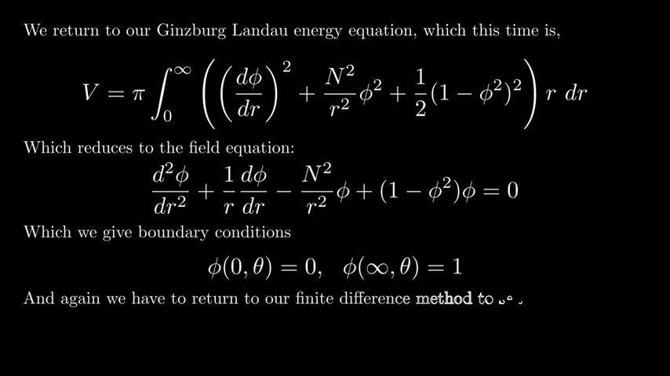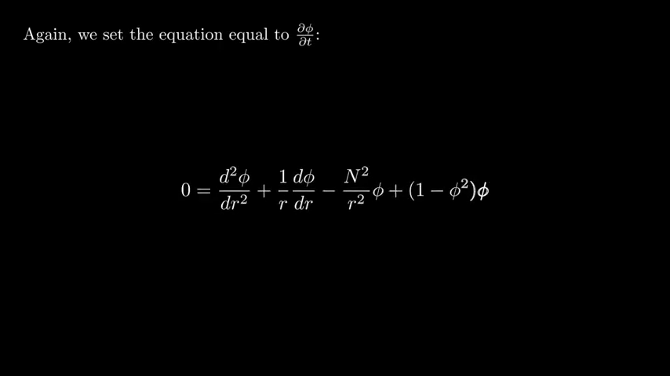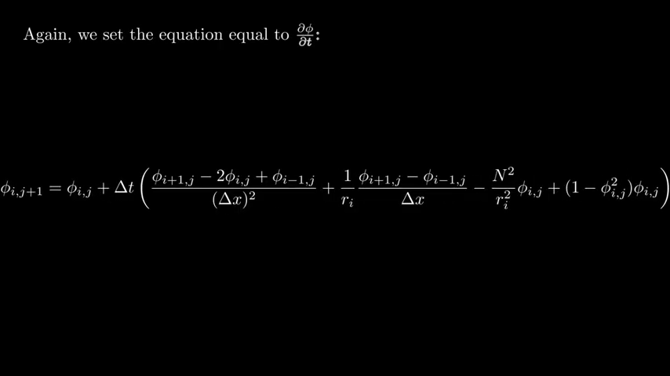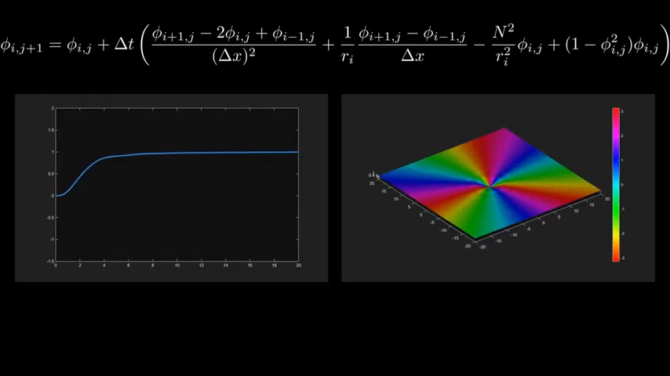And again we have to return to our finite difference model to search for solutions. Again we set the equation equal to the partial derivative of phi with respect to t and discretize the model. From this we can generate a solution, such as this one, with winding number n equals 3.